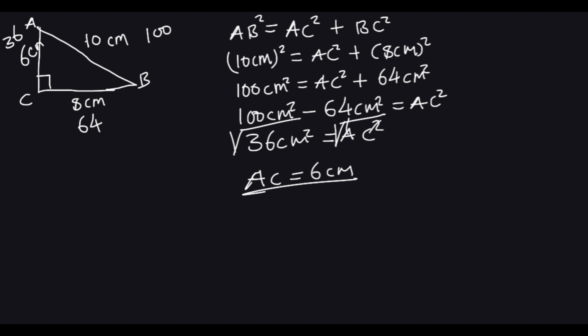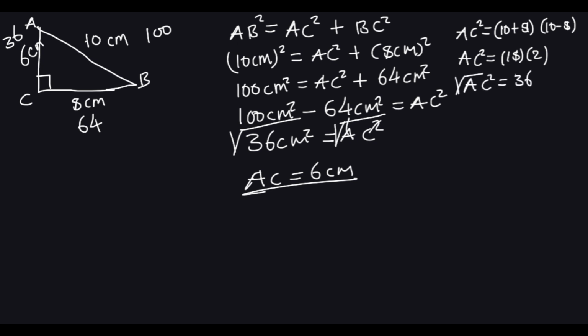Now, if we want to use the other method that I showed you, we can say AC squared is equal to 10 plus 8 times 10 minus 8. So AC squared is equal to 10 plus 8 is 18. 10 minus 8 is 2. 2 times 18 is 36. Square root of 36 is 6. So AC is equal to 6 centimeters. So this is how you can simplify or find the answer using the Pythagorean theorem.